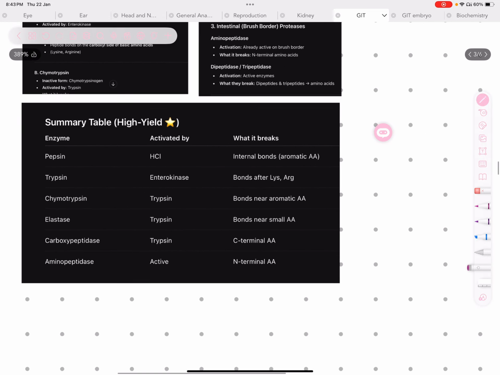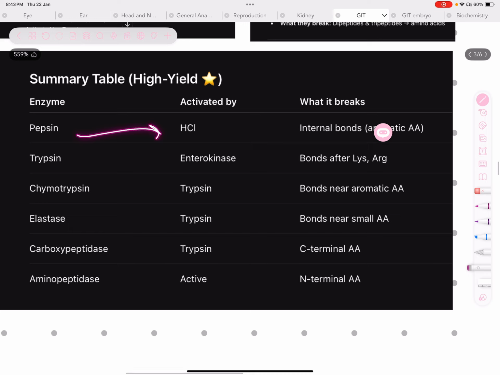And this is another summary table. Pepsinogen is activated by HCl into pepsin, and the remaining pepsinogen is activated by pepsin. Then you have trypsin. So trypsinogen is activated by enterokinase.